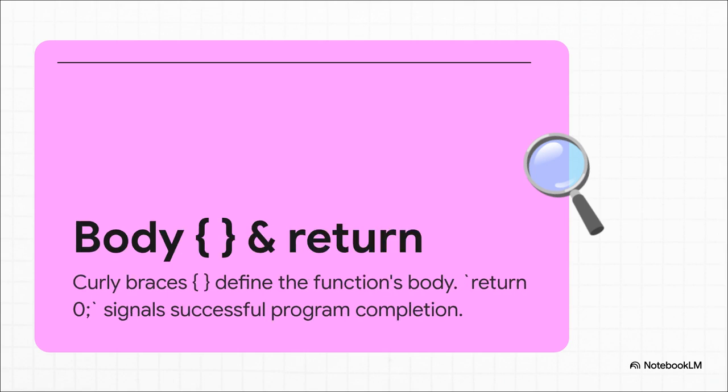And what's inside that front door? Well, you've got these curly braces. Anything and everything between them is the body of the function. That's the list of instructions the computer is going to follow. And that very last line, return 0, that's just a way of telling the operating system, hey, all good. I did my job and everything went smoothly. That 0 is basically a universal thumbs up for a successful run.